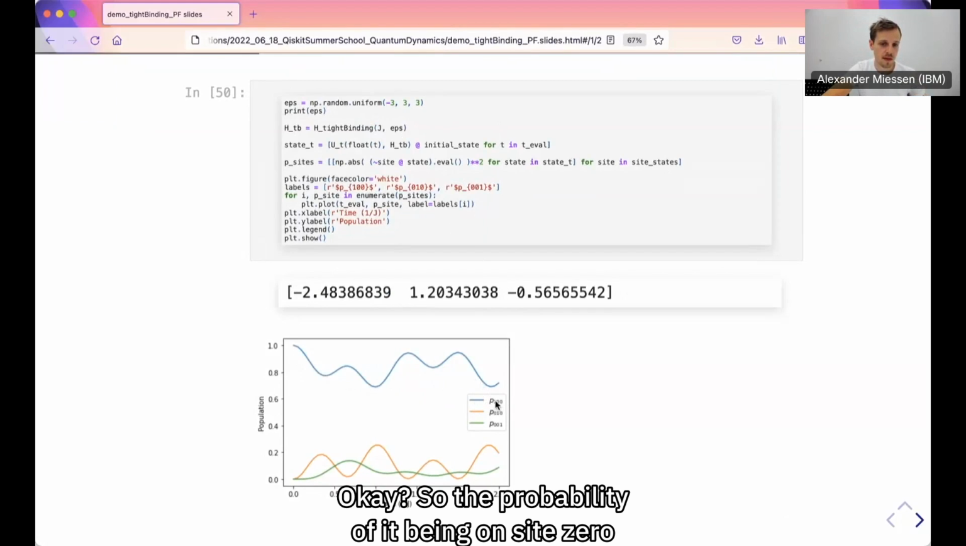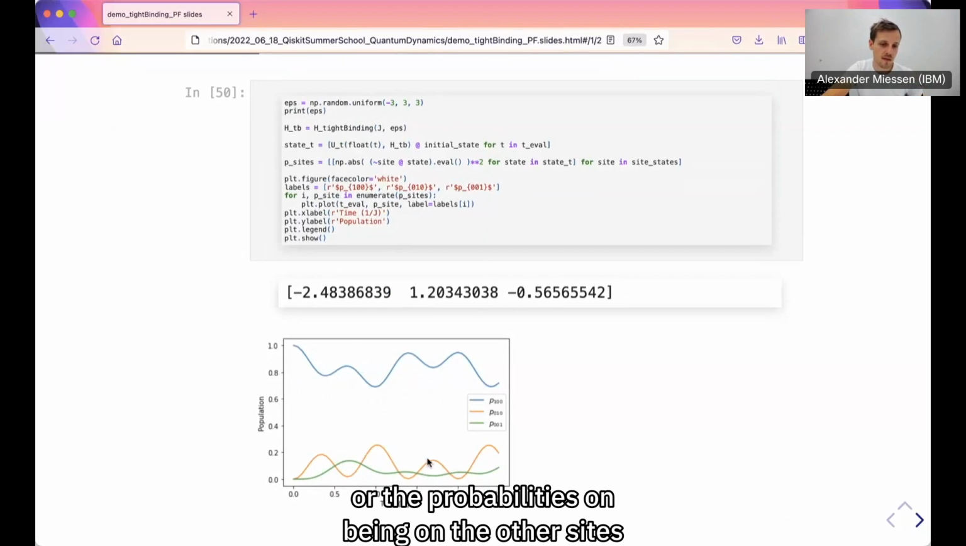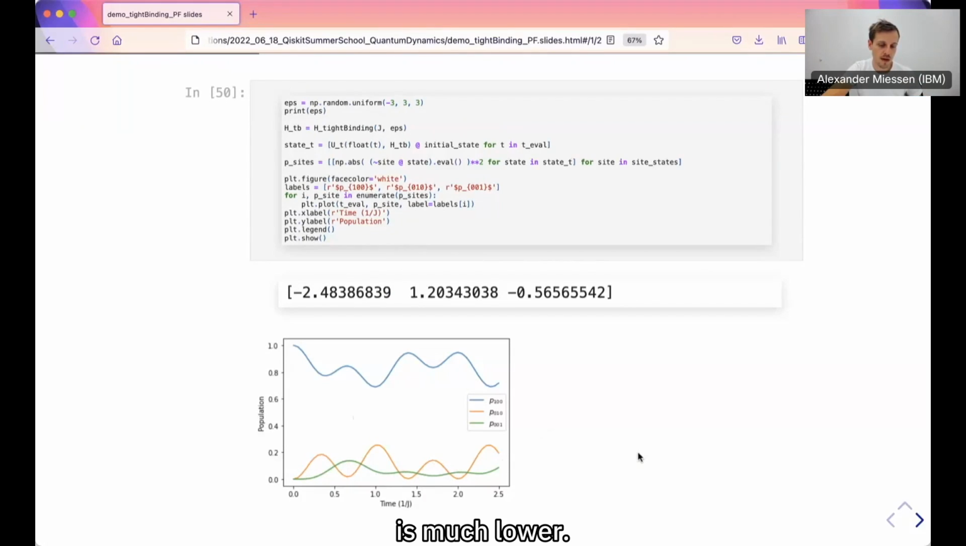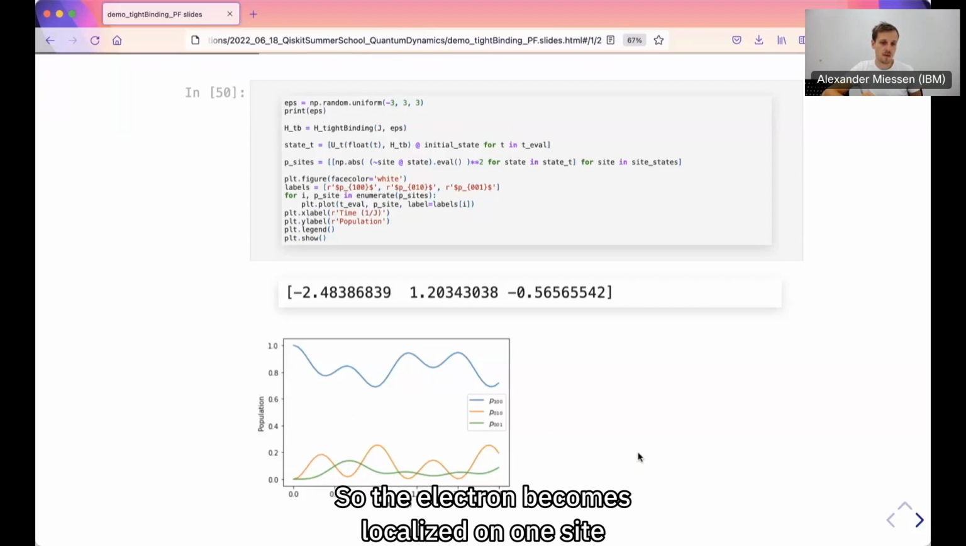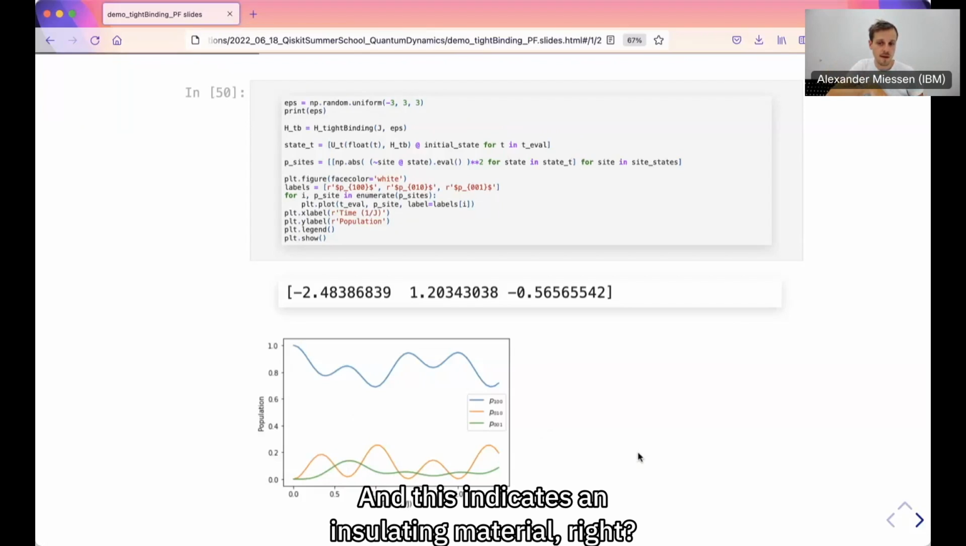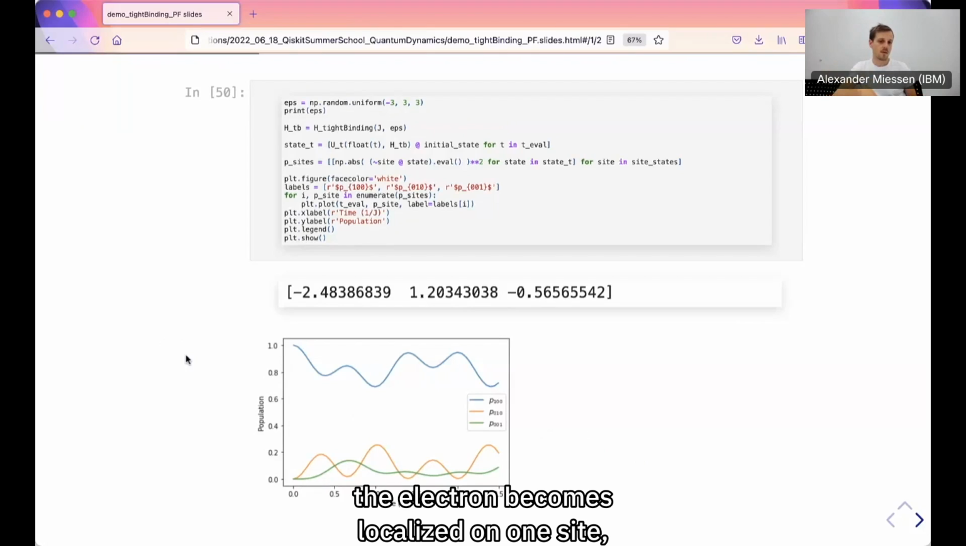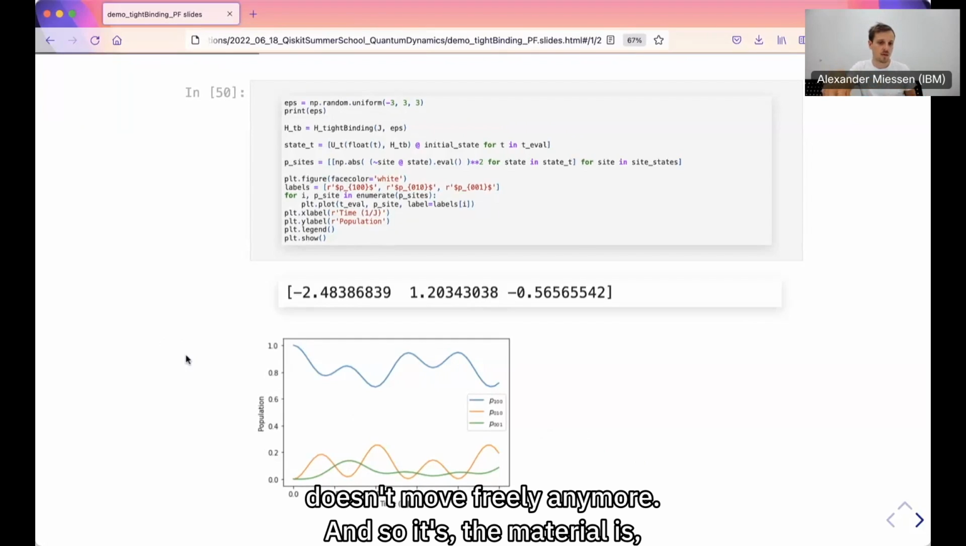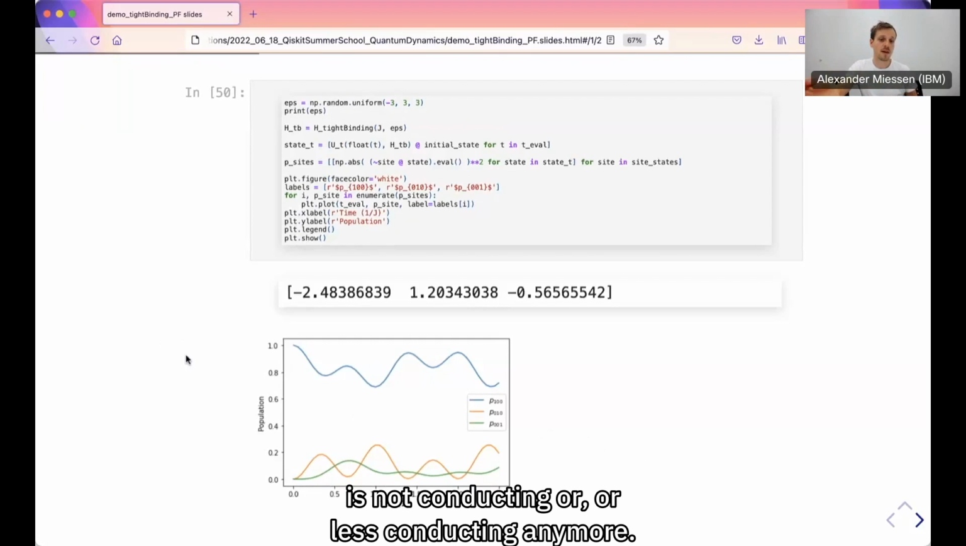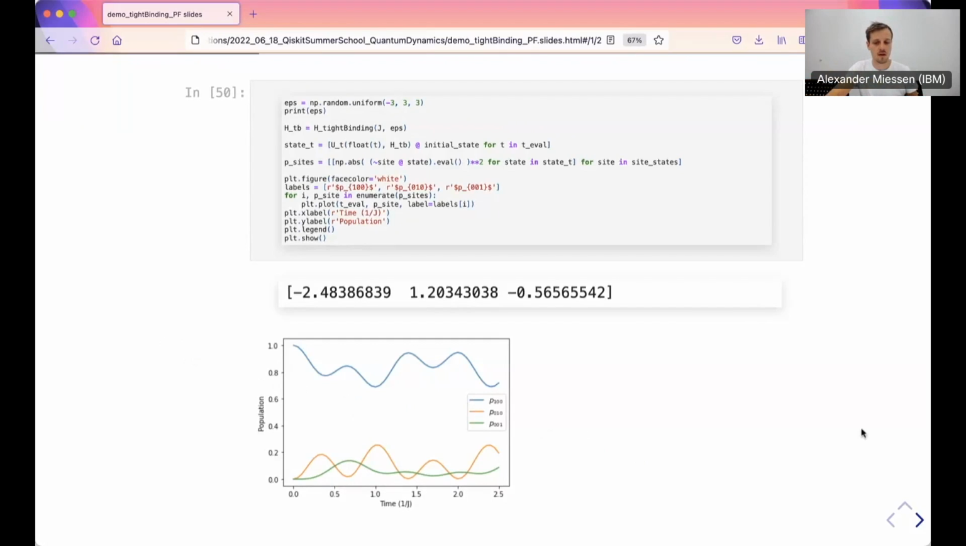The probability of it being on site 0 is always between 0.7 and 1, whereas the probabilities of being on the other sites are much lower. This is what we call localization. The electron becomes localized on one site and doesn't spread over multiple sites anymore. And this indicates an insulating material, right? Because suddenly the electron becomes localized on one site, doesn't move freely anymore, and so the material is not conducting or less conducting anymore. Okay.